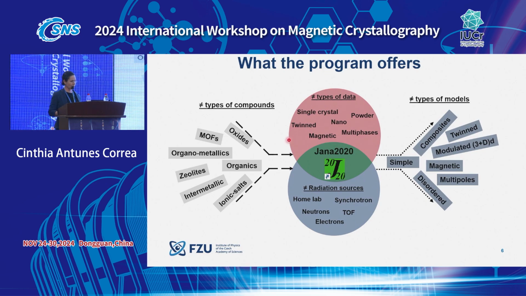We can work with different types of compounds, structures and materials: oxides, organics, zeolites, all sorts of materials. We can handle different types of data, from single crystal, from powder, from nanocrystals. We can also use different radiation sources: X-rays from your home lab, synchrotron radiation, neutrons, electrons. And with all this we can model different types of structures. It can be a modulated structure, a simple structure, disordered, composites, and so on.